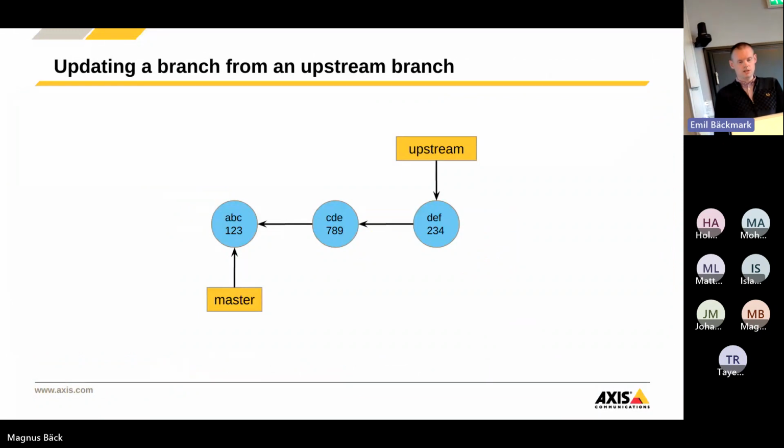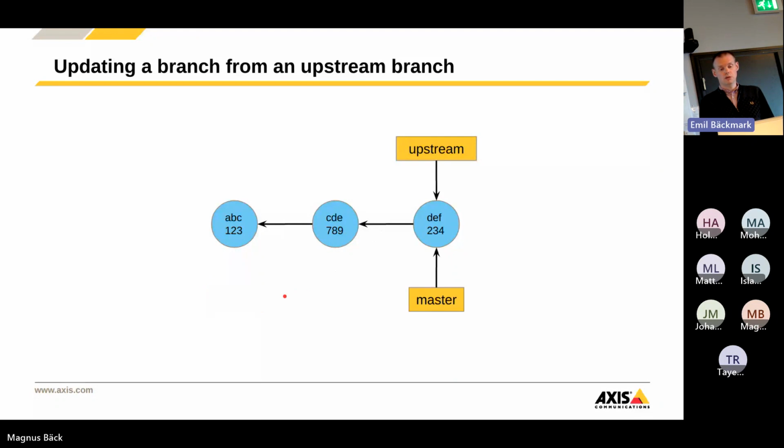Okay, so another example is updating a branch from an upstream branch. It doesn't have to be an upstream branch. It could be a feature branch or anything else, but it's really just a fast forward update of a branch from some other branch. So in this case, we want to update the master branch to the current location of the upstream branch. So it's just a simple fast forward update for a branch.